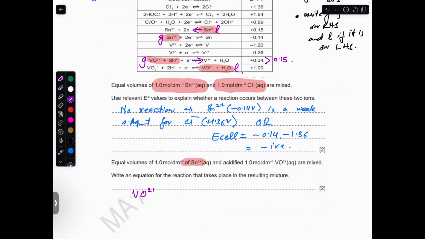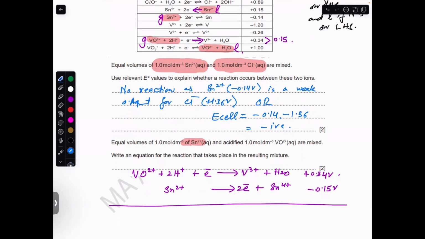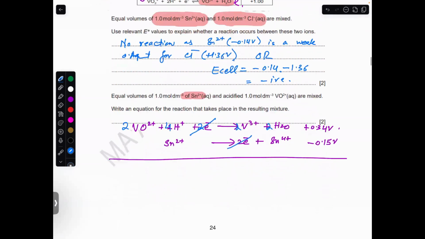VO2 plus 2H plus gain electron becoming what? V3 plus and water, 0.34 volt, and Sn2 plus loses 2 electrons to Sn4 plus, minus 0.15 volt. Multiply this with 2, become 4, 2 and 2 and 2. The electrons are cancelled. Can you write the overall equation?